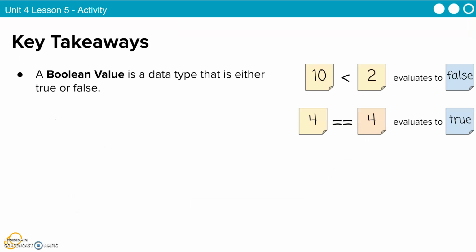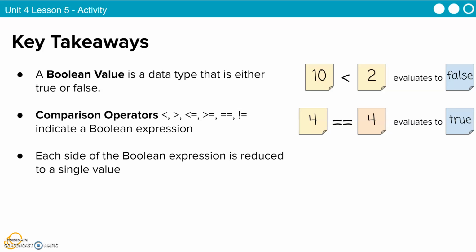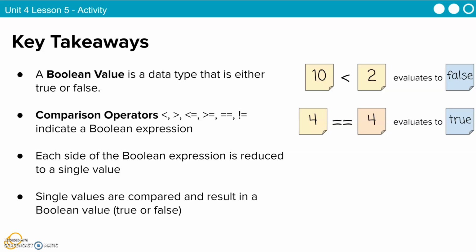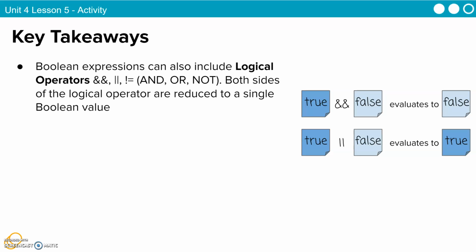And then we also kind of talked today about this new Boolean type, which evaluates to true or false, and how we can have comparison operators. That's your greater than, less than, greater than or equal to, less than or equal to, and then not equal to. You have to reduce each side of the expression before it can evaluate to true or false. And we talked about logical operators. And what did we learn about logical operators?